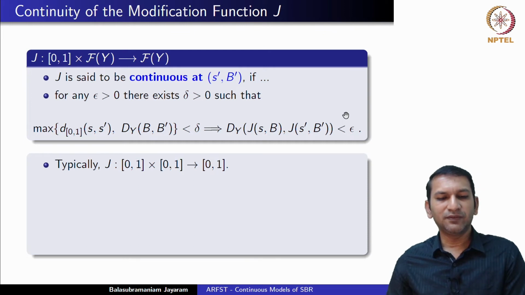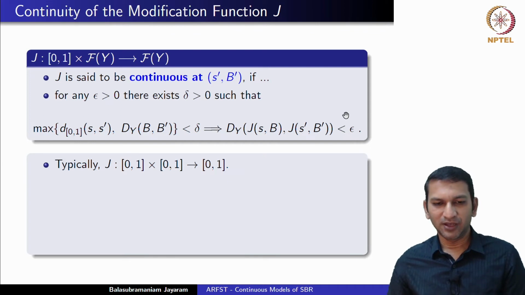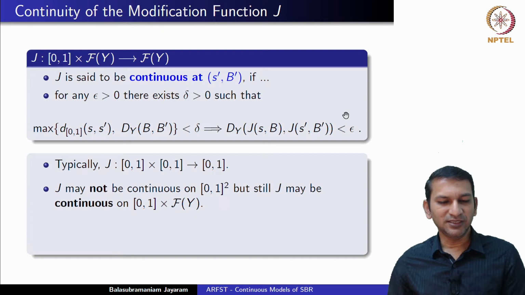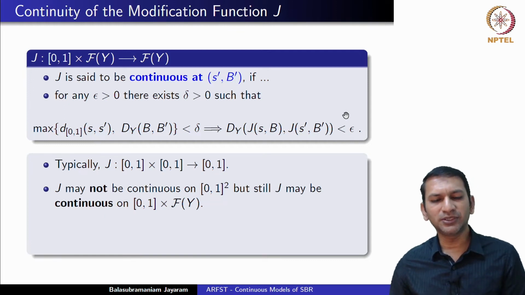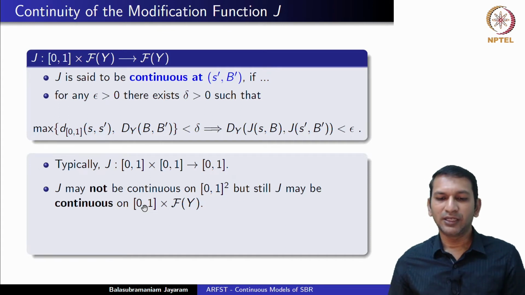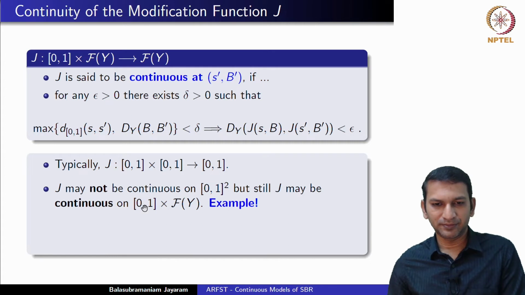Note that we have seen that J typically can be considered to be a binary function on the unit interval. What needs to be seen is we can have a J which perhaps is not continuous on [0,1] square, but still J may be continuous on this set. It means J may be continuous as a function on [0,1] cross F(Y) to F(Y). Now let's look at an example.